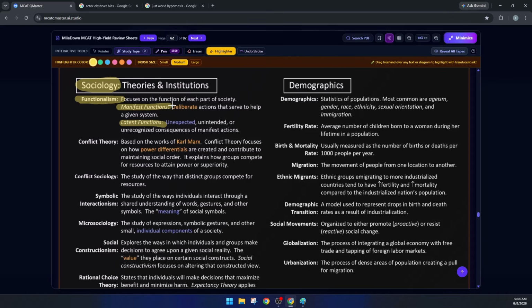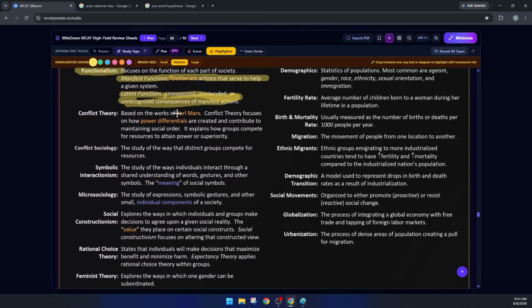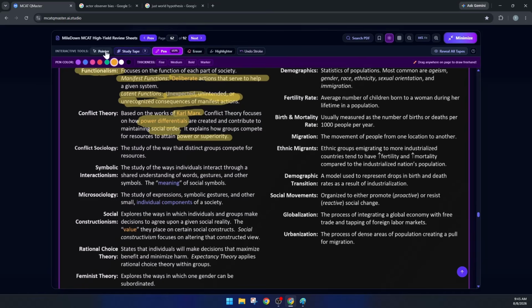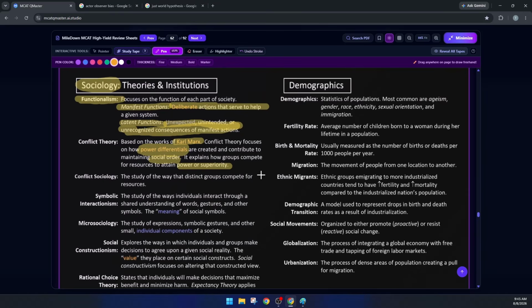Manifest functions are deliberate actions that help to serve a system, and you can find a lot of examples in your own life about that. Latent functions are unexpected, unintended, or unrecognized consequences of manifest actions. So you didn't know that would happen, but it happened anyway. Conflict theory is based off the works of Karl Marx, and it focuses on power differentials to maintain social order, so how groups compete for resources to attain power and superiority. They're in conflict with each other. One group might be the rich and powerful, another group might be working wages, so lower power, and they're in conflict with each other.